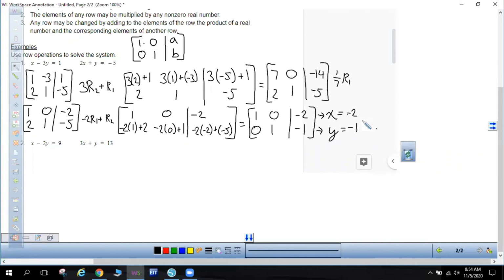So now we have the values of our variables for our system of equations. So our solution as an ordered pair is -2, -1.